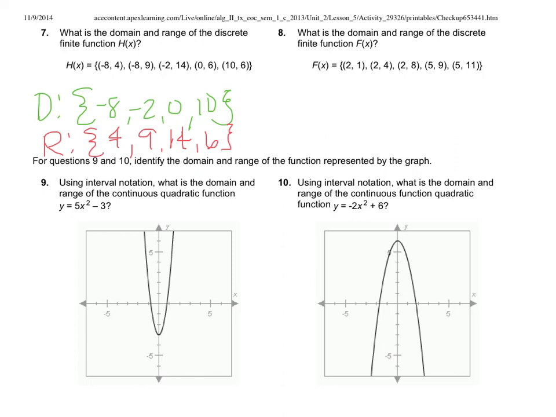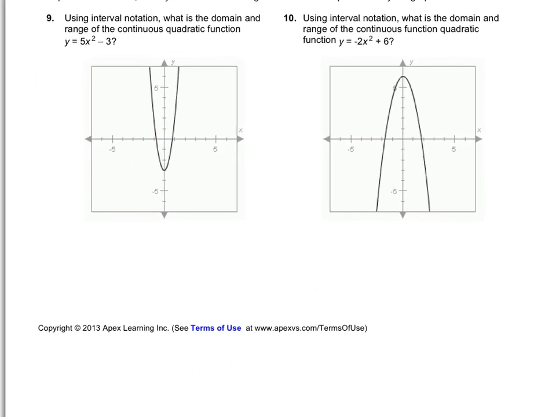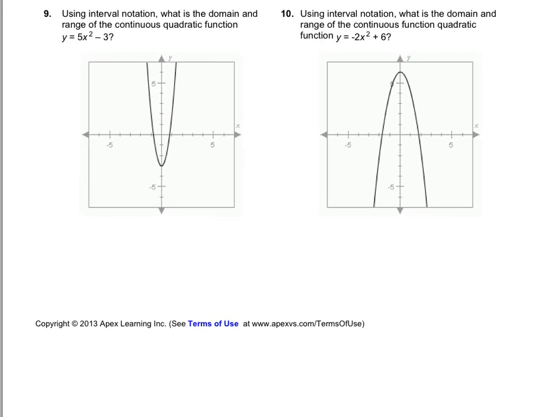I'm actually going to do number 10 on this problem. It says using interval notation, what is the domain and range of the continuous function quadratic y equals -2x squared plus 6? So we said earlier, for every single parabola, our domain is going to be -infinity to positive infinity. Our range, however, is going to be a little bit different.